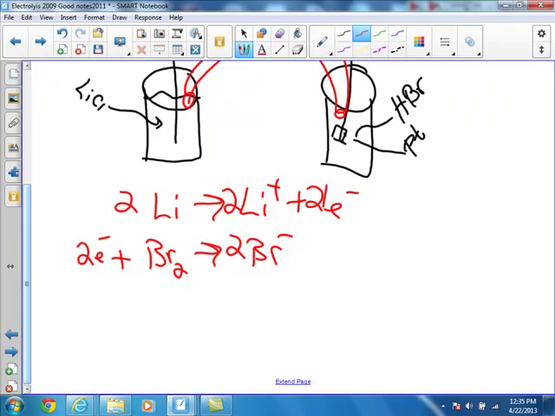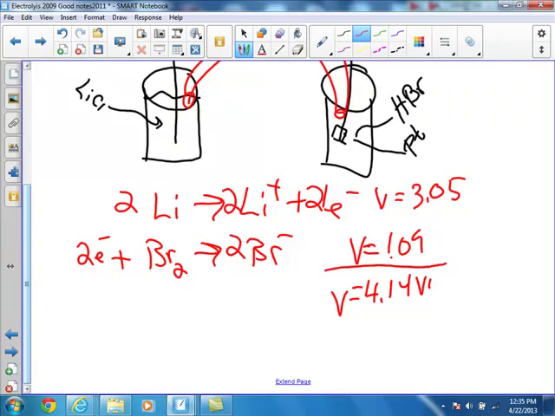Okay, so we can find E cell. What's the voltage of the bromine? 1.09. And what's the voltage of the lithium? 3.05. Which one did we have to flip? They're both good the way they are. So then this comes out to be a voltage of 4.14 volts. So that's the E of the cell. Okay, so that's your cell voltage.